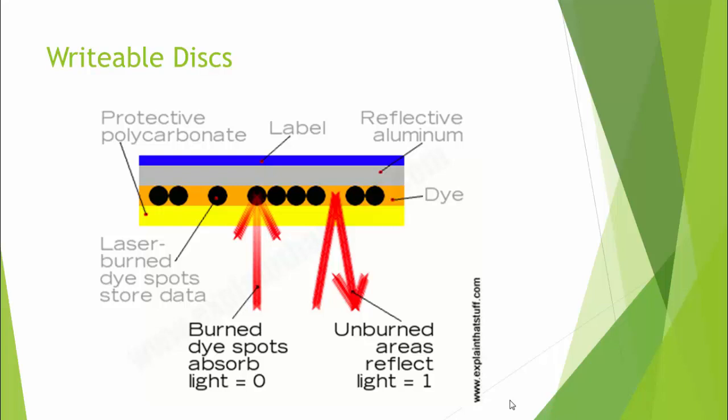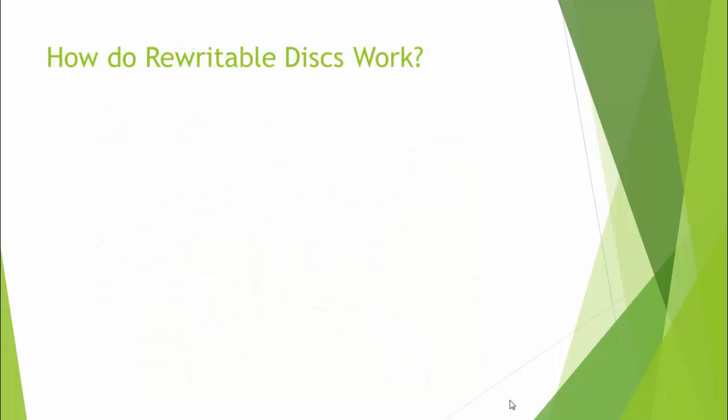We can also write to them. So mass-produced ones, of course, the surface is aluminum, as we alluded to in the last slide. However, we can have writable discs, and these use a layer of dye inside the disc. So you have a layer of reflective aluminum, a layer of dye, and then some plastic. And the laser goes in and burns dye spots to represent zeros. The unburned areas represent ones. So that's a writable disk.